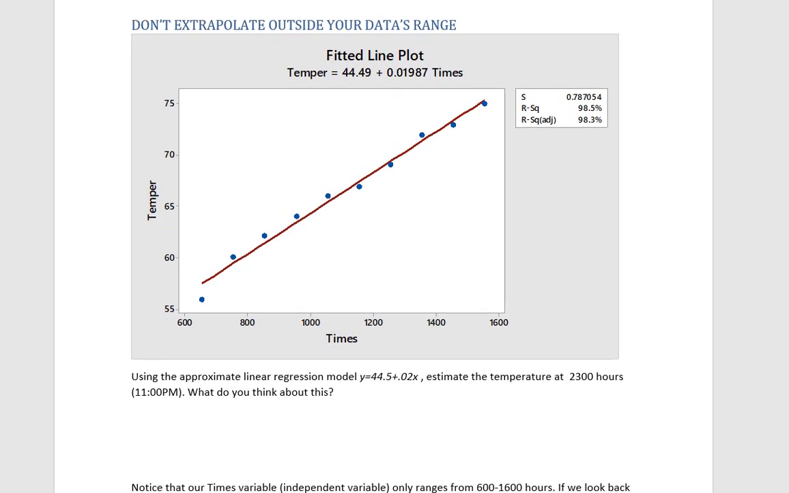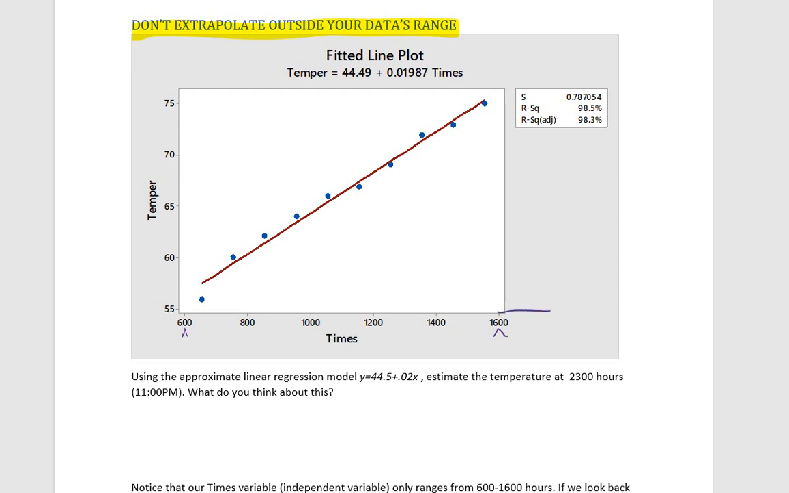All right, the next big don't, which I would also pay attention to for any of your next exams or knowledge checks, is don't extrapolate outside of your data's range. So again, we're looking at temperature versus time, and let's say we want to use the linear equation, the one that's presented above. We rounded it down here to estimate the temperature at 2300 hours. So first off, notice that this data only goes between 600 and 1600 hours.